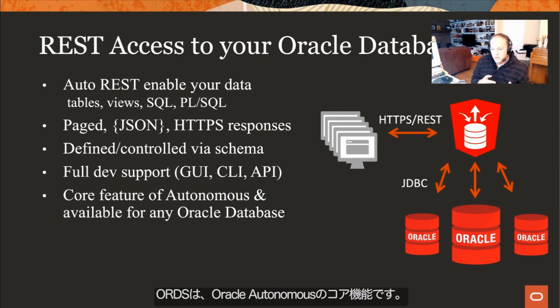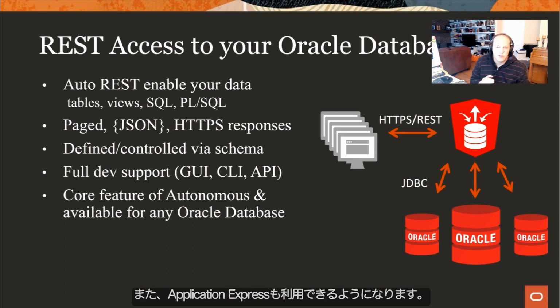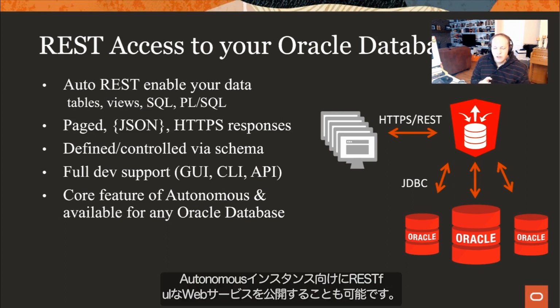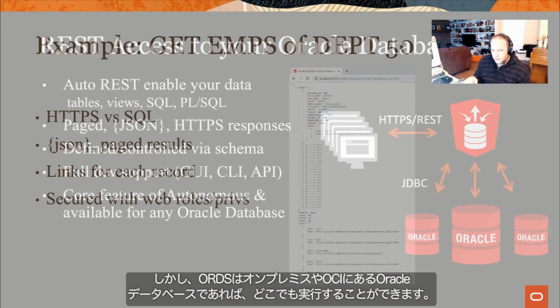Words is a core feature of Oracle Autonomous, so any autonomous database that spins up is going to have Words there. It's going to make SQL Developer Web available, it's going to make Application Express available, and it's going to allow you to publish RESTful web services for your autonomous instances, but you can also run Words anywhere you'd like for any Oracle database on-prem or in OCI.